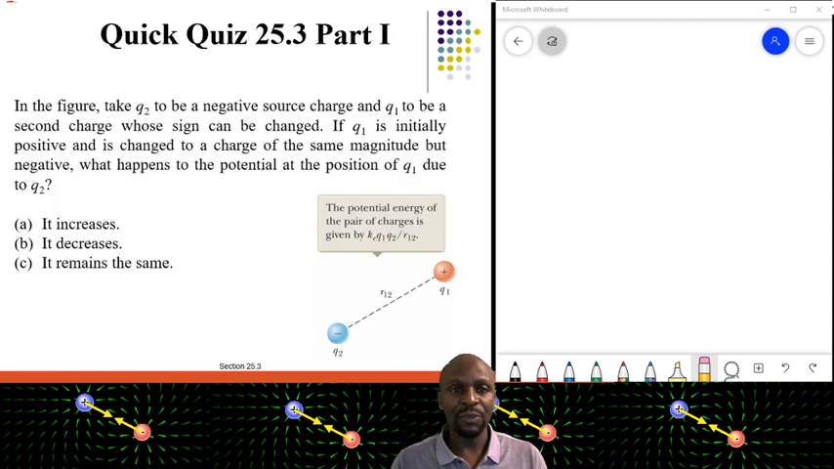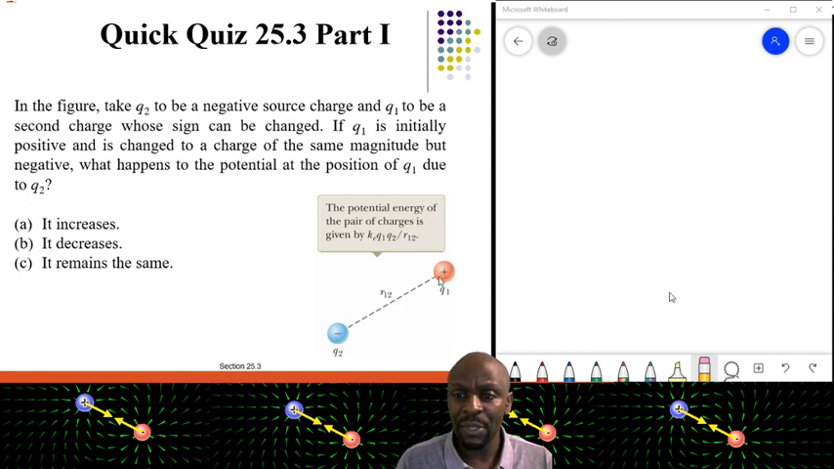Right, let us also do the following quick quiz. In the figure, take Q2 to be a negative source charge, and Q1 to be a second charge whose sign can be changed. If Q1 is initially positive and is changed to a charge of the same magnitude but negative, what happens to the potential? Remember the terminology, potential. What happens to V at that position of Q1 due to Q2?